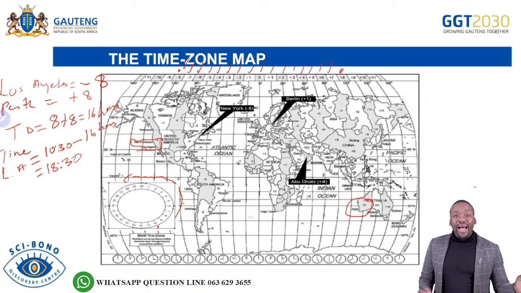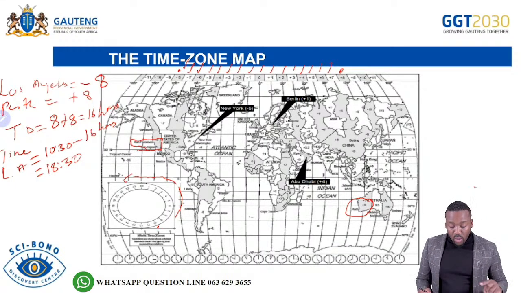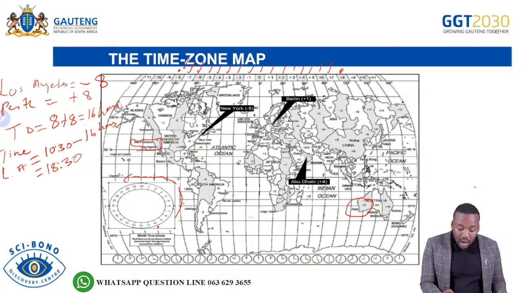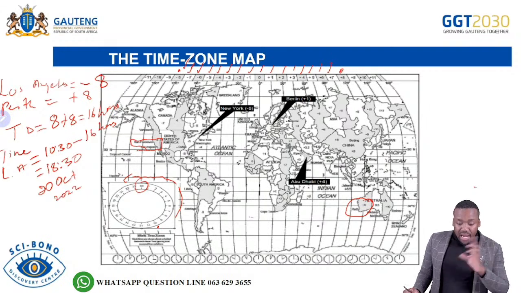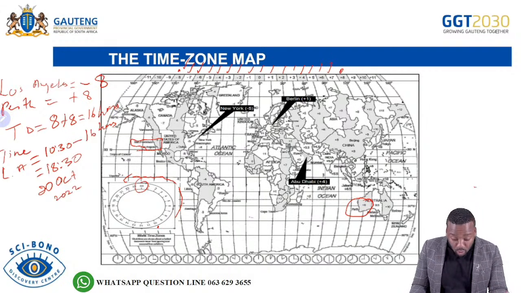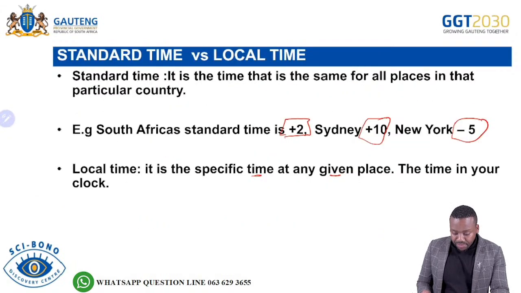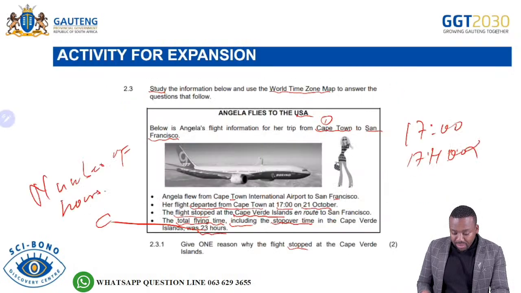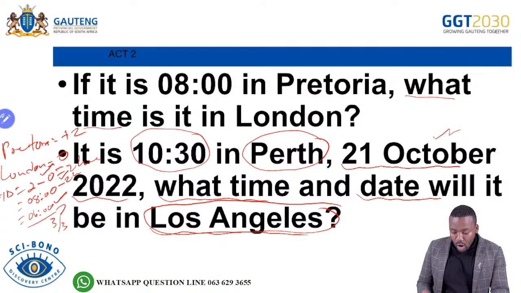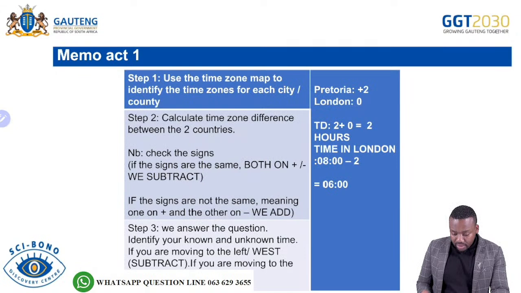Remember they said time and date. What was the date? It was 21. Now we have passed midnight. Then it will be 20 October 2022. Correct. Let's check the memo. So I hope you're also correct. Let's check the memo before we mark, because there is a memo somewhere. This is very, very important, that you know how to do your time zone calculation.